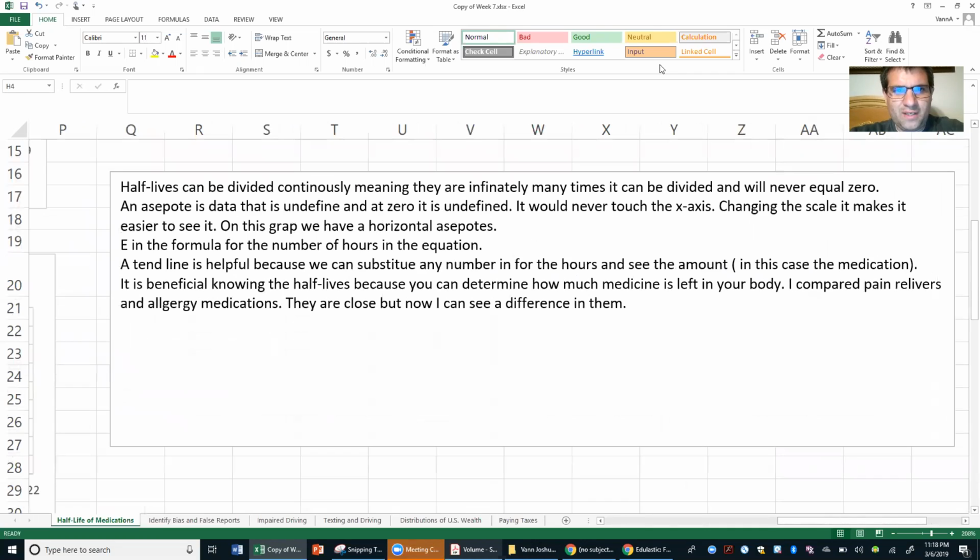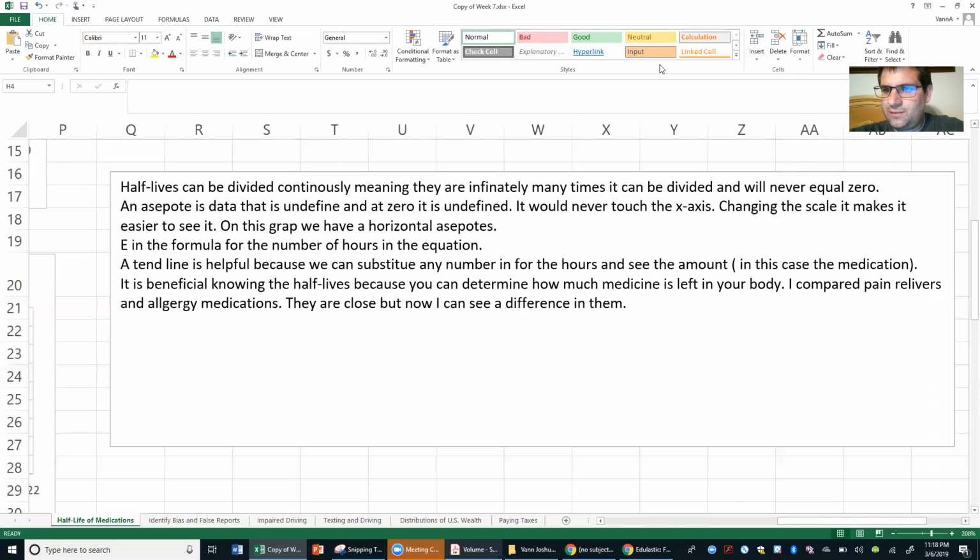Half-lives can be divided continuously, meaning they can be divided infinitely many times and will never equal zero. An asymptote is a value that is undefined, and at zero it is undefined. It would never touch the x-axis.